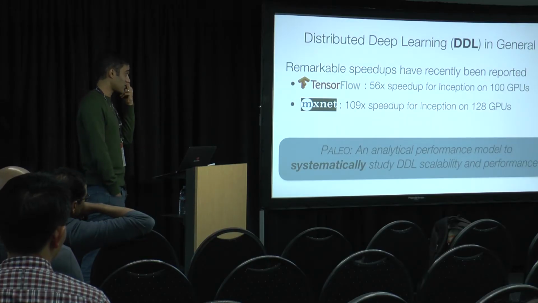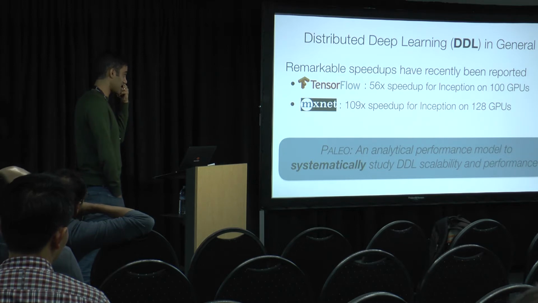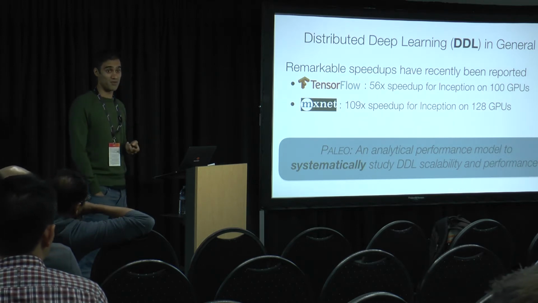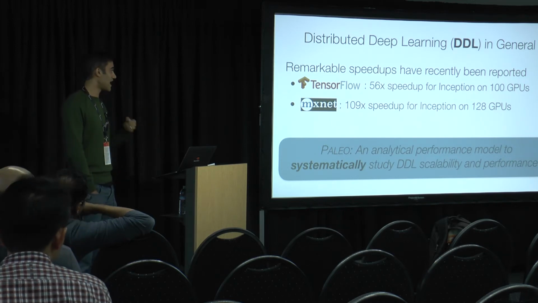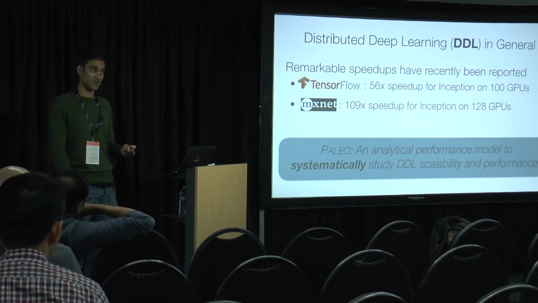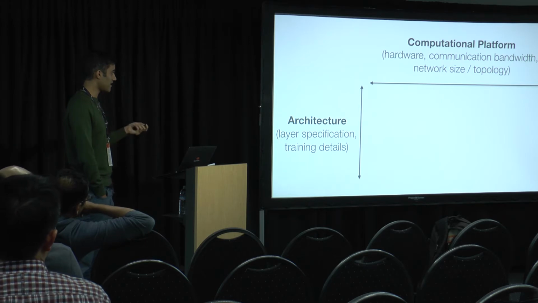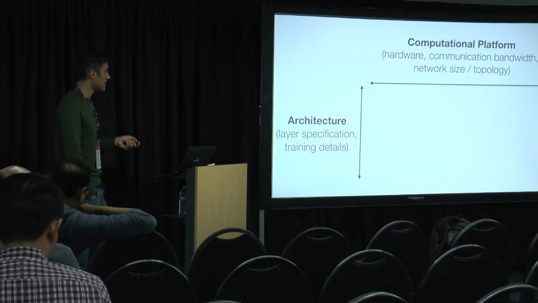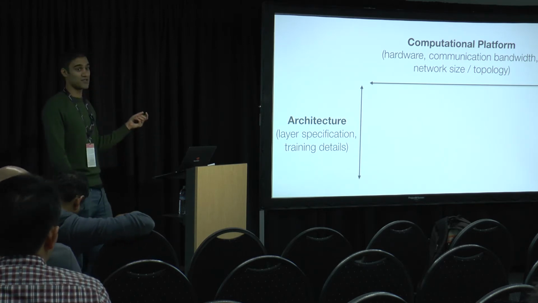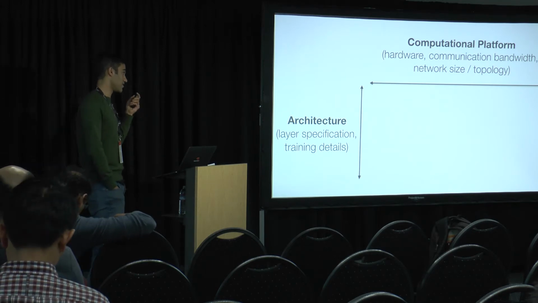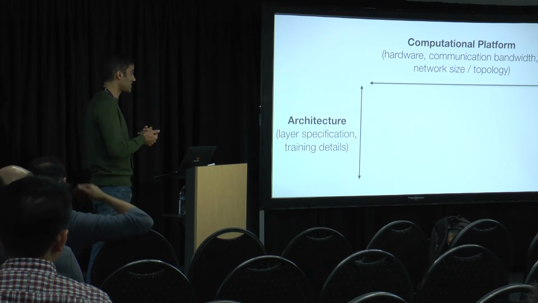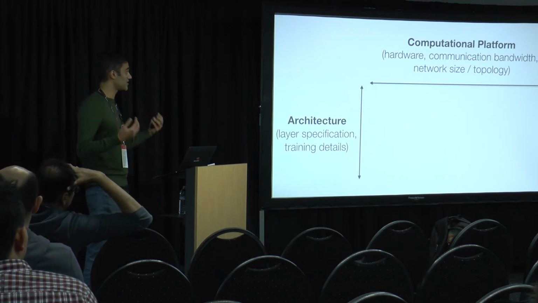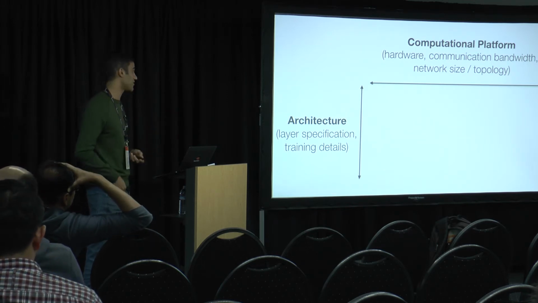PALEO is an analytical performance model to systematically study distributed deep learning scalability and performance. Before I tell you details about how PALEO works, I want to motivate why we think this is an interesting tool. And to do that, let's consider this two-dimensional grid. On the x-axis here, you have computational platforms. So this could be the hardware you're using, the communication bandwidth you have across your machines, how much hardware you have, whether you have 10 GPUs or 100 GPUs, and how they're connected to each other.